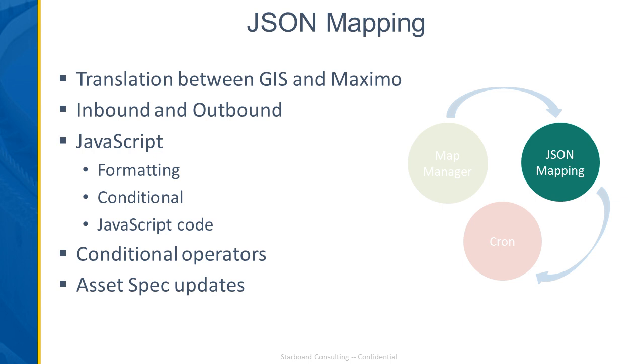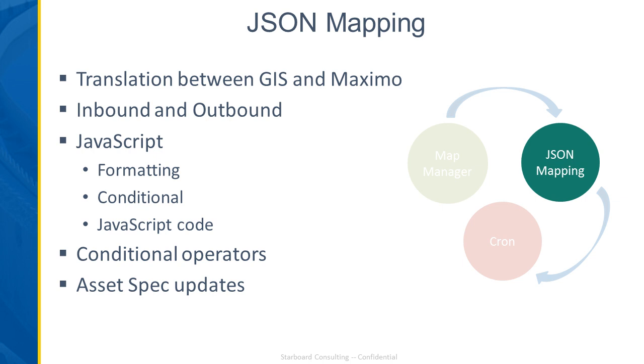Some of the examples of things that we've done at Starboard with JSON mapping are formatting of features. So we had a requirement where a description needed to have a couple additional carriage returns and some bold highlighting in a few areas. We've been able to accomplish that with JSON mapping. Conditional operators: a feature class is published, but based on one subtype, we want a particular type of description. On another subtype, we want a different type of description. That's something you can do in JSON mapping.